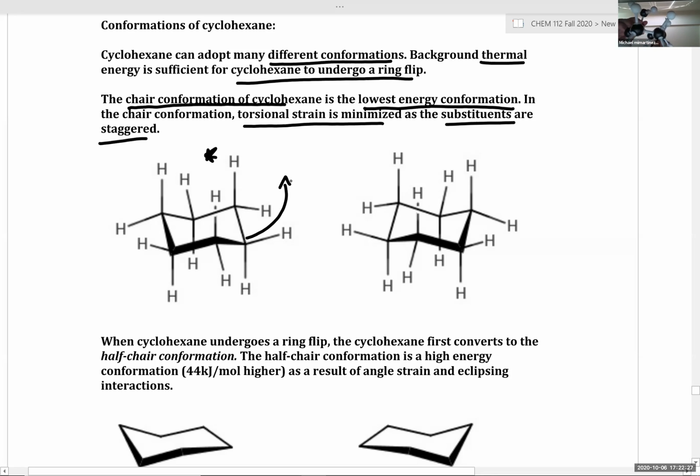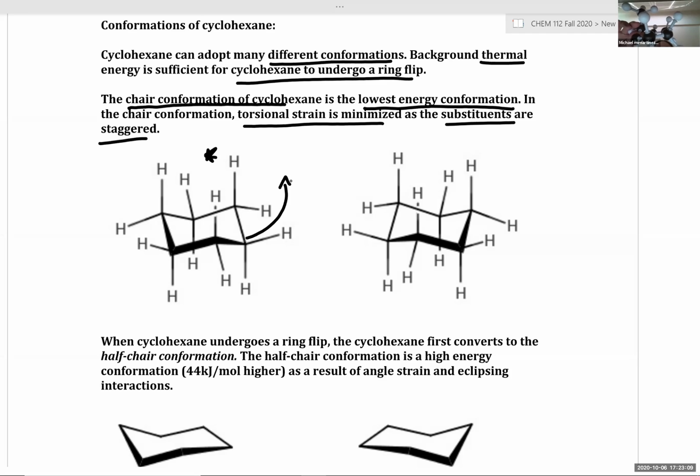To help you visualize this, let's just look down one of our carbon-carbon bonds and see if we can pick up on the central theme of the half chair conformation. What do we notice about the half chair conformation? What do we notice about our substituents? Are they staggered or eclipsed? Looking at our substituents, looking down this carbon-carbon bond, what do we notice in the half chair conformation? Are our substituents staggered or eclipsed?